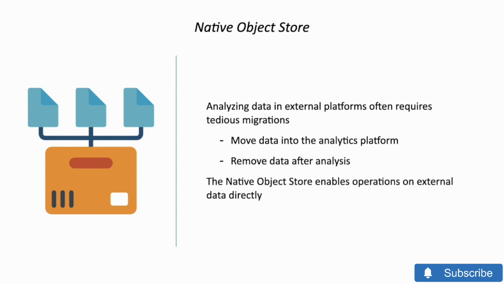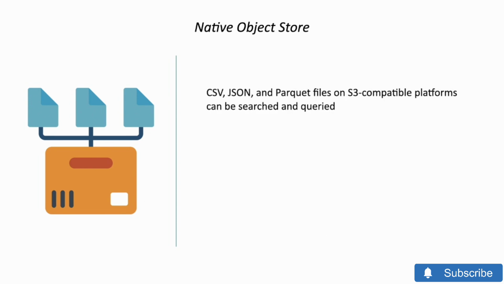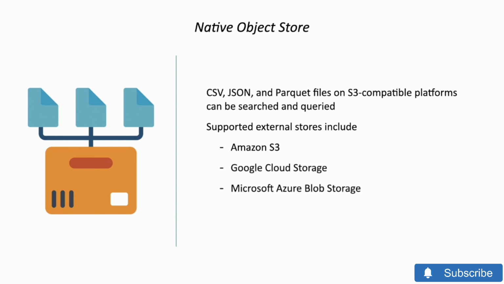To avoid going through the trouble of migrating the data in and then removing it, Teradata Vantage's Native Object Store allows us to directly operate on the external data. So we can leverage all of the analytics capabilities of Teradata Vantage without having to perform any migration. There are, of course, some limitations. The Native Object Store only supports CSV, JSON, and Parquet files that are stored on S3-compatible platforms. Specific examples of such platforms include Amazon's S3, Google's Cloud Storage, Microsoft Azure's Blob Storage, and the NetApp StorageGRID.